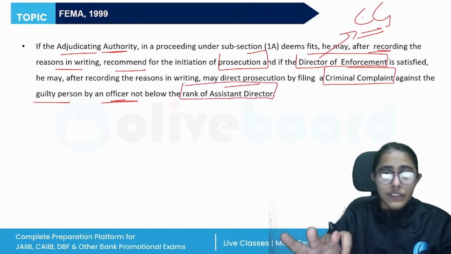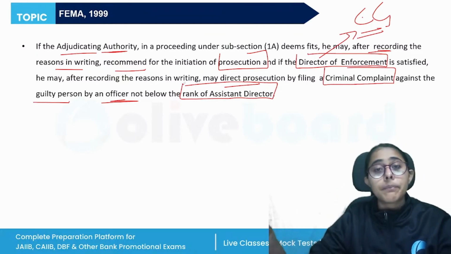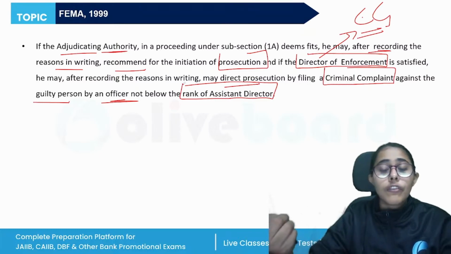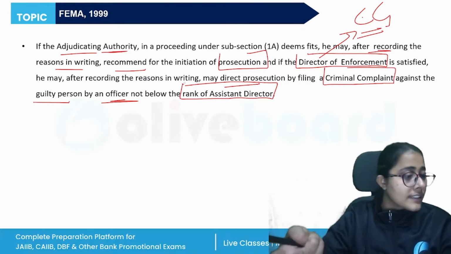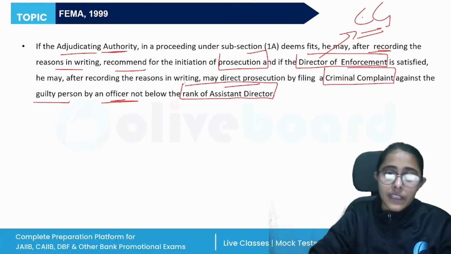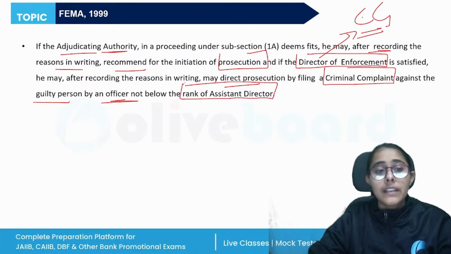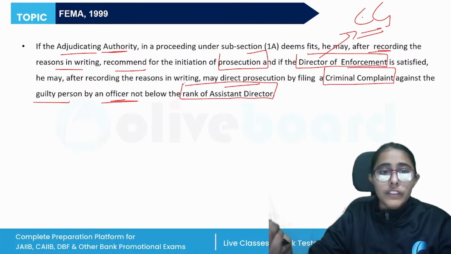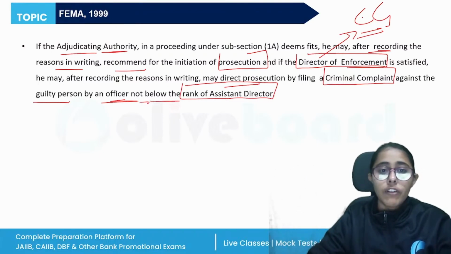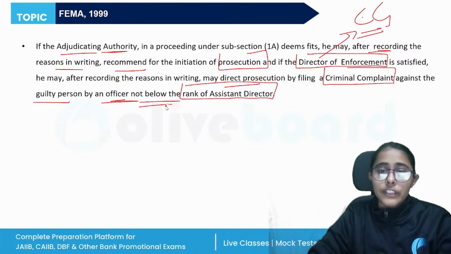So 3 points are given here. First, the complaint will be given in writing with the reasons, by whom? By the adjudicating authority. Then the director of enforcement is going to take cognizance of the complaint that has been filed against the guilty person, and then they will file a criminal complaint, and this criminal complaint will be filed by an officer not below the rank of assistant director. So 3 important points are given regarding the adjudication.